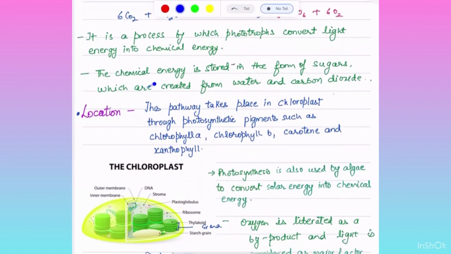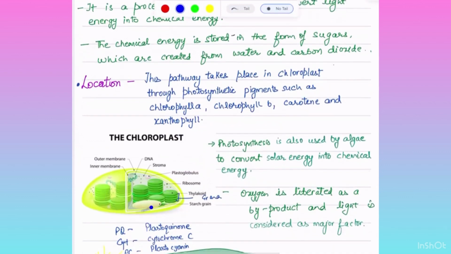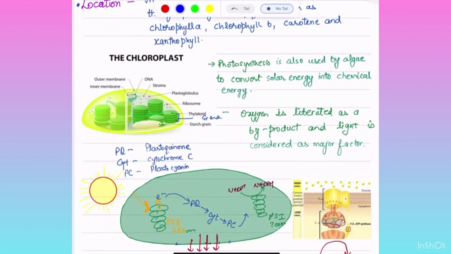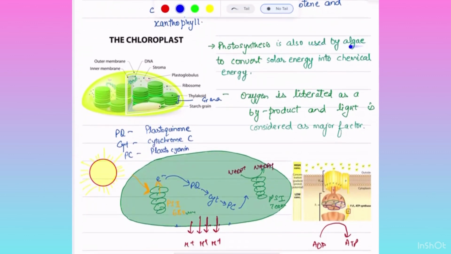The chemical energy is stored in the form of sugars, which are created from water and carbon dioxide. This pathway takes place in the chloroplast through photosynthetic pigments such as chlorophyll a, chlorophyll b, carotene, and xanthophyll, depending upon the type of plant. This process is also used by algae to convert solar energy into chemical energy. Oxygen is liberated as a byproduct, and light is considered a major factor.